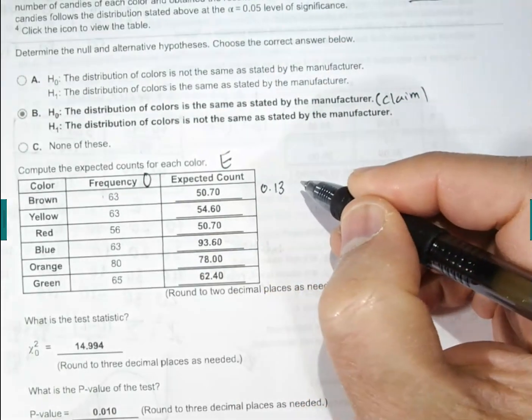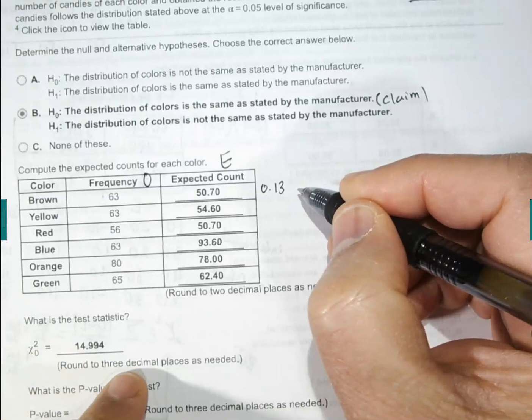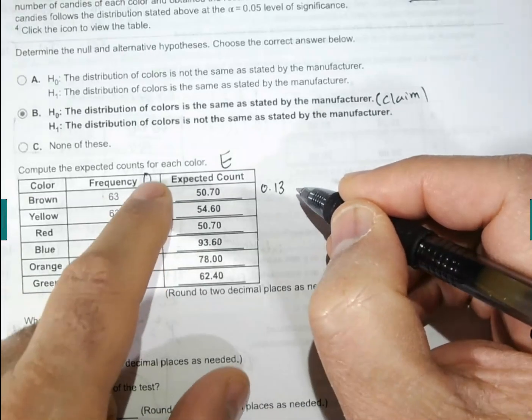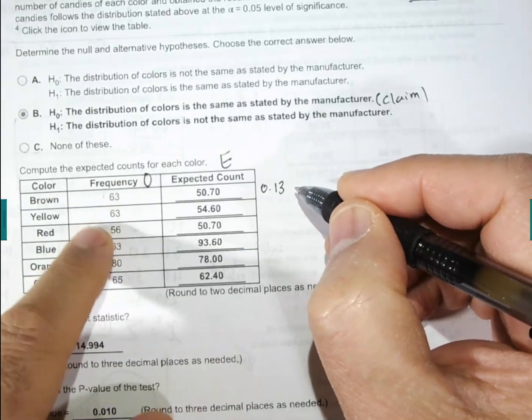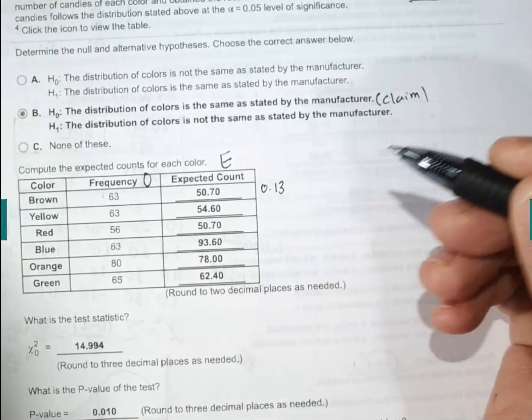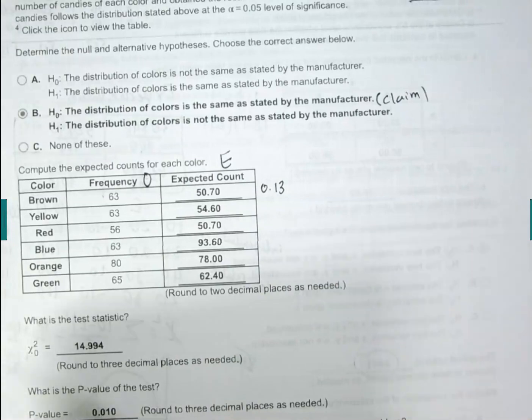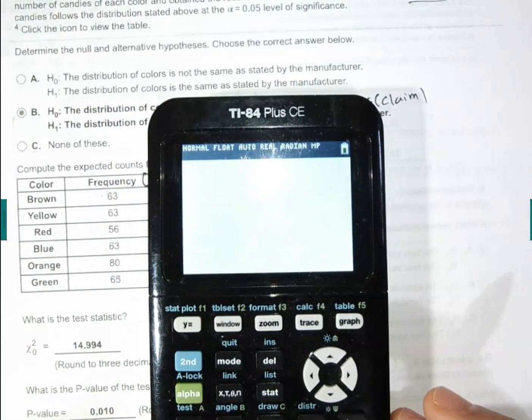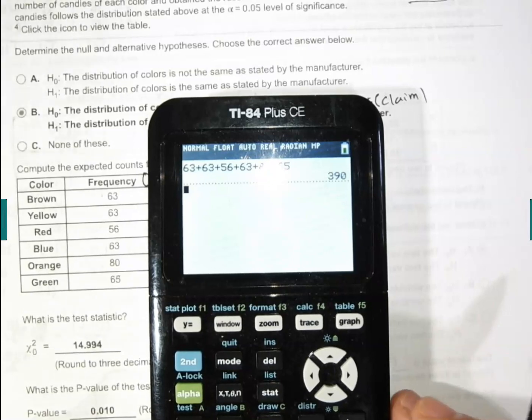And what was the total in this question? We need to count them up. So we need to add all of those. So 63 plus 63, let's add them up. So that's the first task. If it doesn't give you the total, you have to add them up. 63 plus 63 plus 56 plus 63 plus 80 plus 65. I got 390.